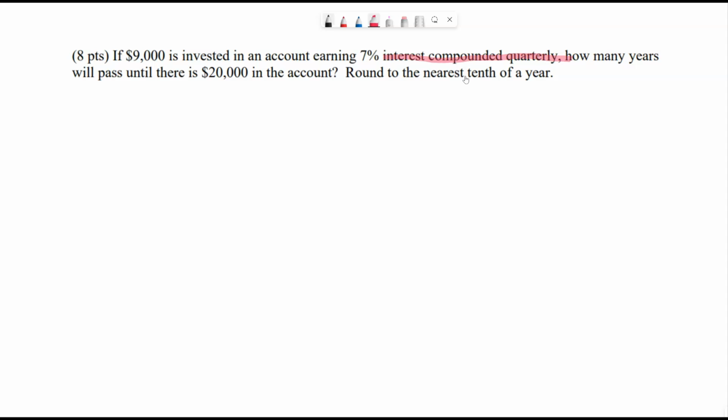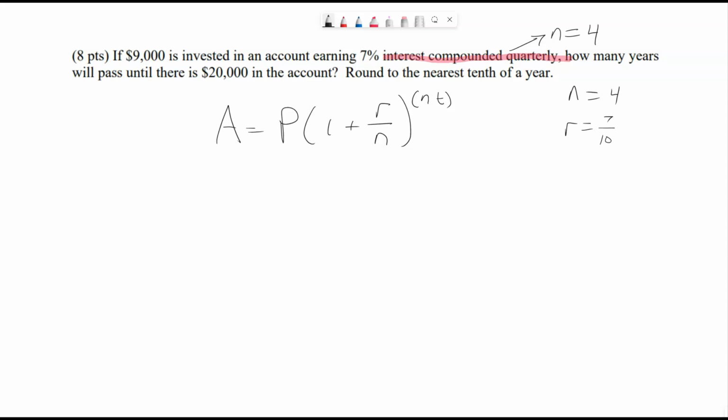This gives me two pieces of information. First off, the formula, A equals P times (1 plus r divided by n) to the power nt. And furthermore, compounded quarterly tells me that n equals 4, because that's compounded 4 times a year, and n stands for how many times a year the interest is compounded. So we have n equals 4, r would be 7 over 100. We need decimal form of the interest rate.